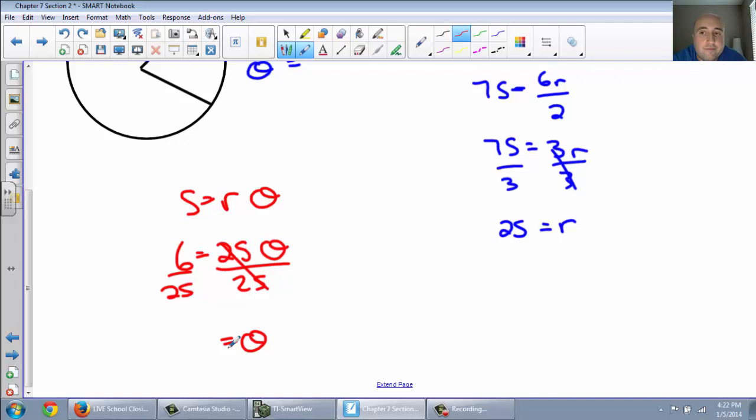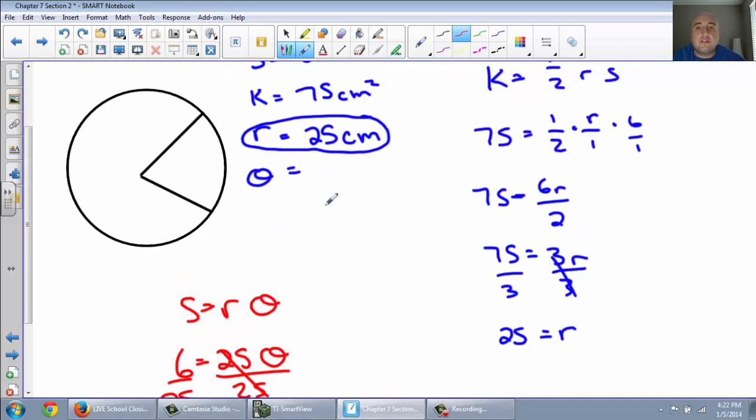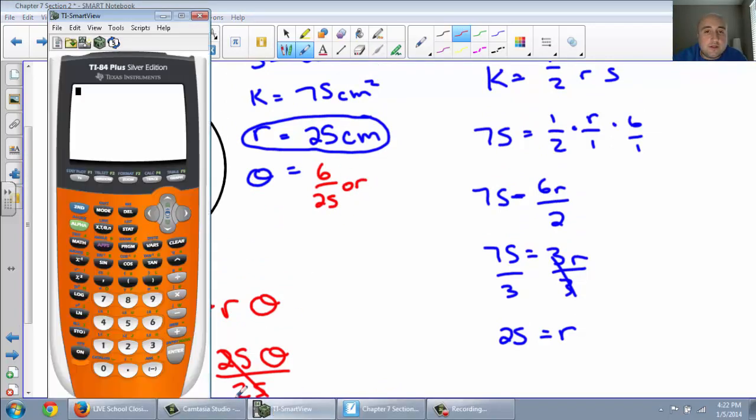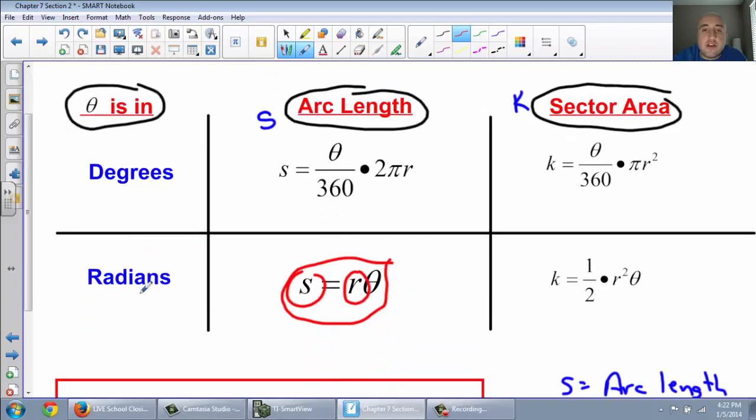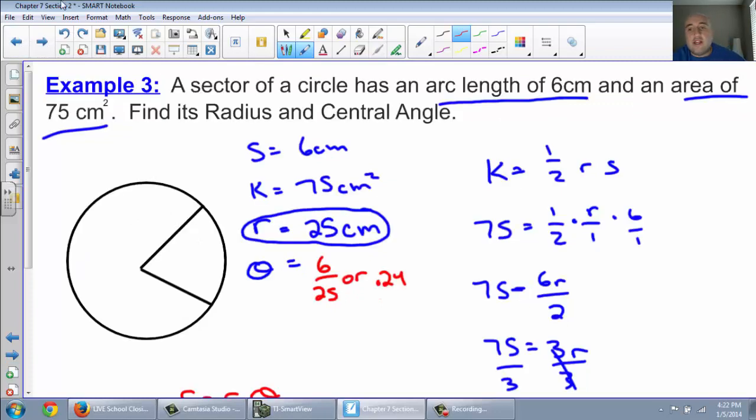Now, can we reduce there? Is there anything that will go into both 6 over 25? So if not, I would probably just leave it 6 over 25, or let's get a decimal for that. 6 divided by 25 is 0.24. Now, what formula did we just use there? We did S equals R theta, which is a measurement in radians. So I would probably add radians to this answer. So 0.24 radians, or 6 over 25 radians.